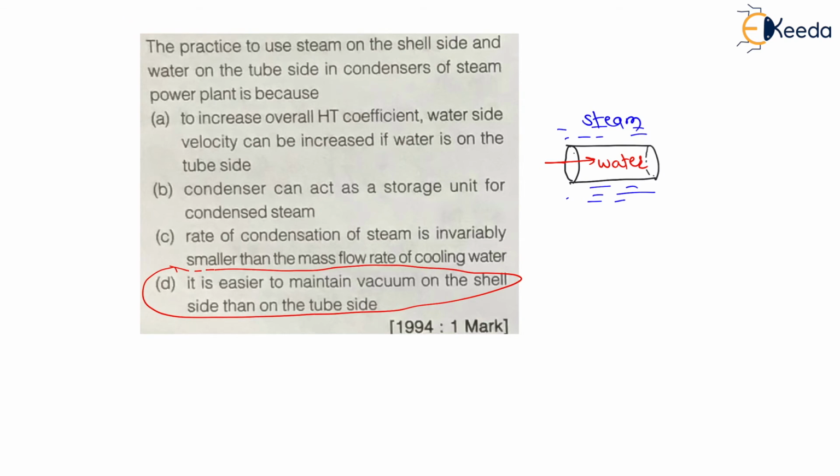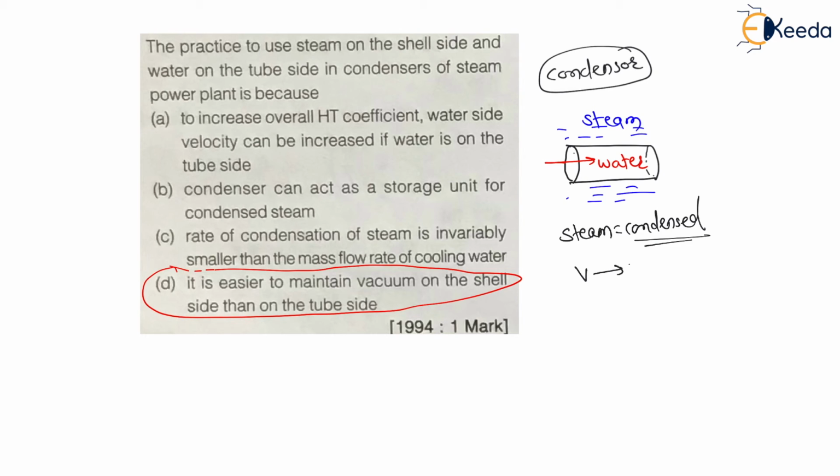Now, my dear students, as it is a steam condenser, condenser is nothing but condensation of hot fluid, meaning this steam will get condensed into water, right, on the shell side. Whenever there is condensation, the vapor will convert into liquid, and as vapor is converting into liquid, can I say the volume will decrease?